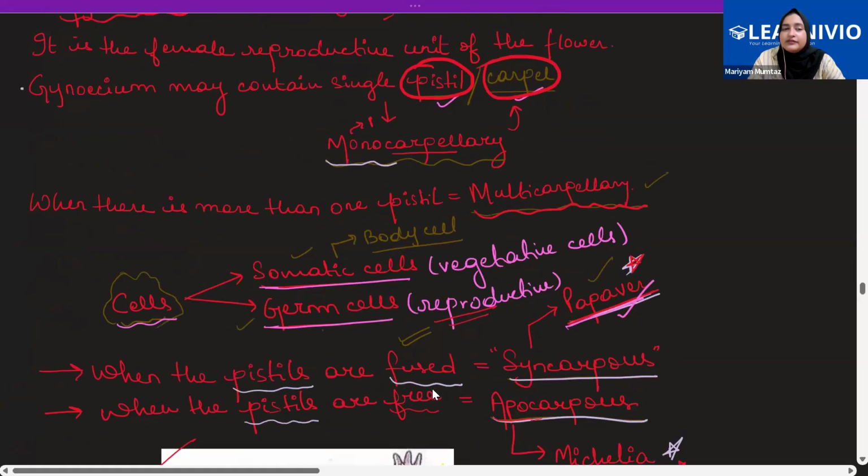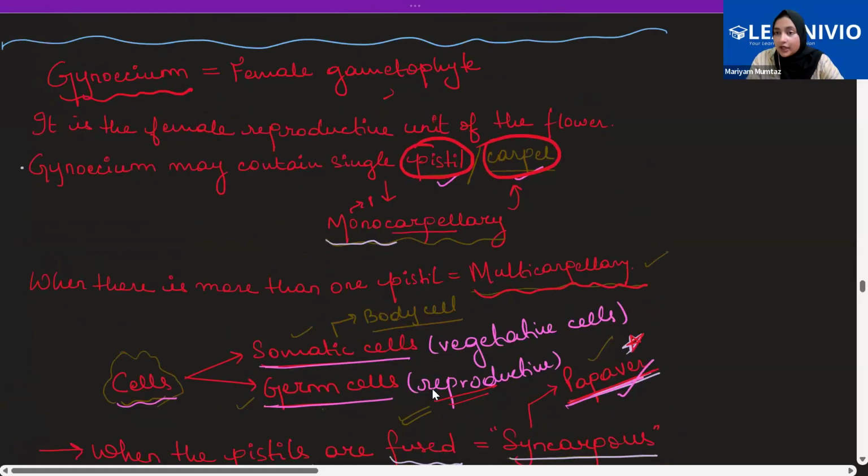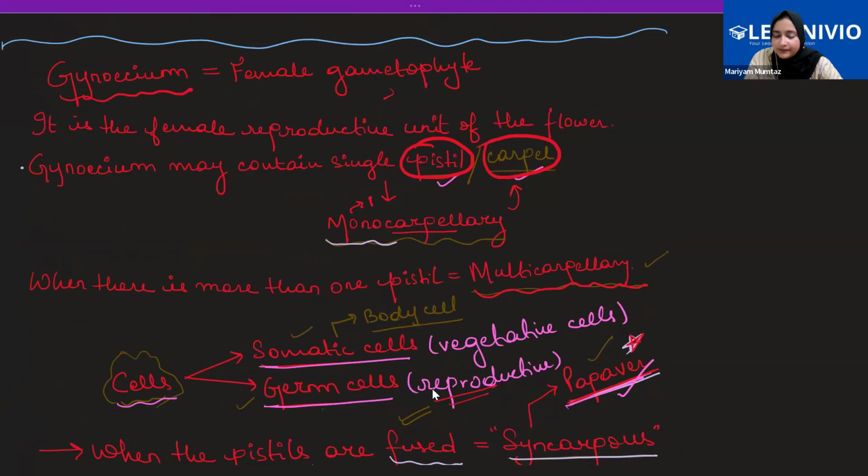Now we're going to talk about the female reproductive part of the plant, that is the gynoecium. One unit of gynoecium is called the pistil or the carpel. If there is only one pistil present in a flower, we call it monocarpellary. Mono means one, carpellary referring to the carpel. So when there is only one carpel, we call it monocarpellary. And when there is more than one pistil or carpel present, we call it multicarpellary.